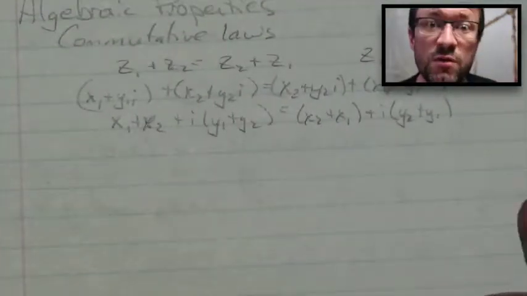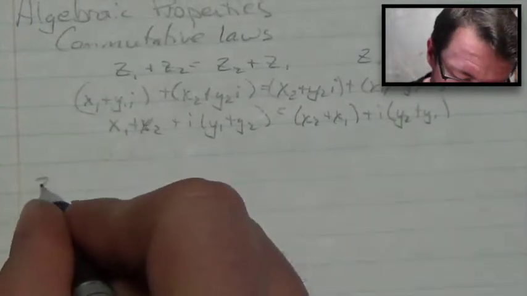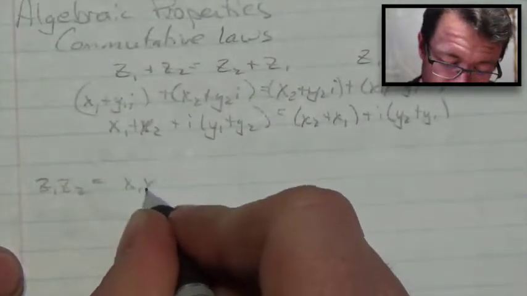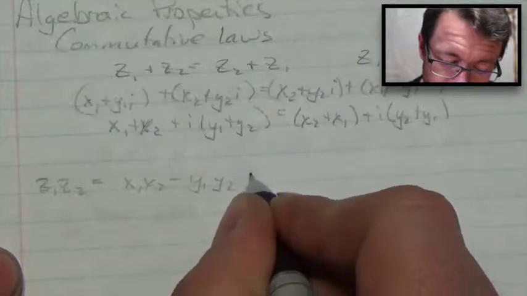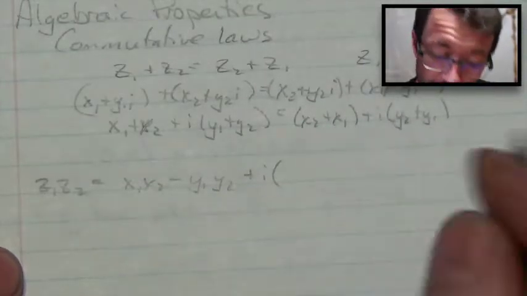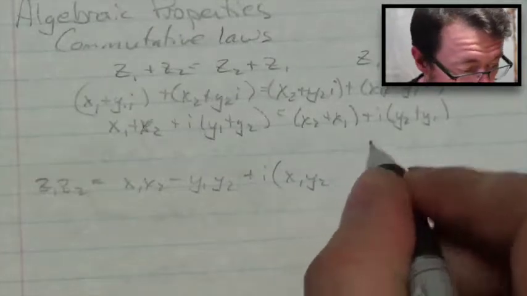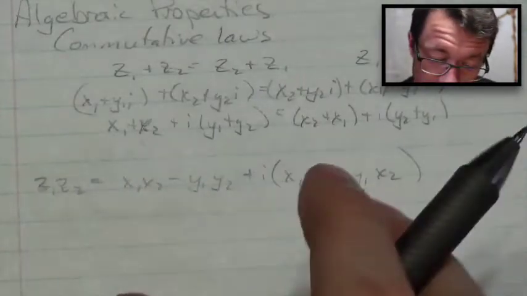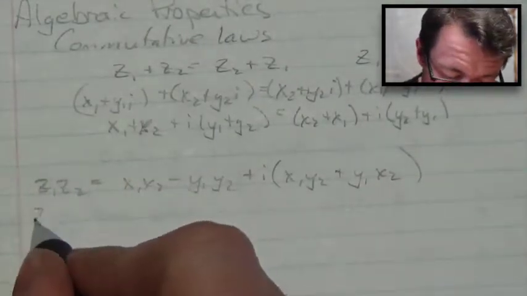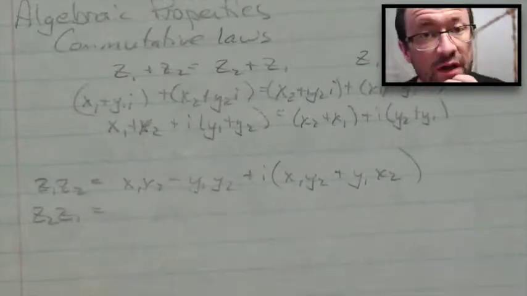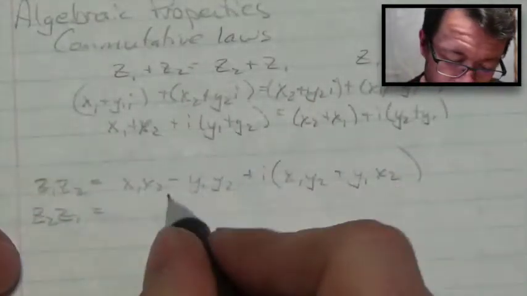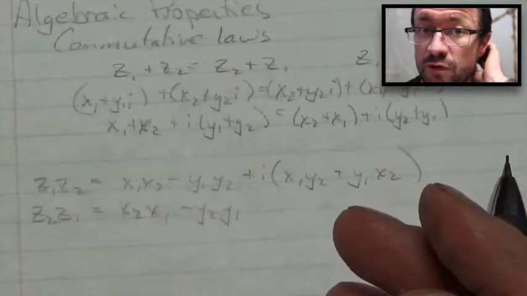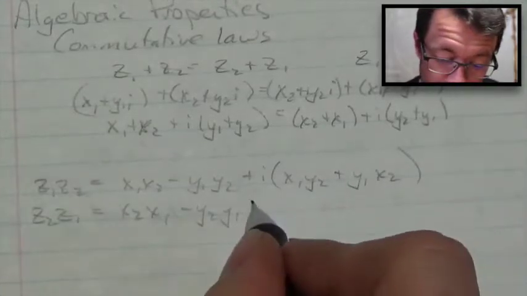Now let's take a look at how the commutative law applies to multiplication. So z1 z2, when we multiply those together, we've already seen that what we're going to get here is x1 x2 minus y1 y2 plus i, the imaginary number, multiplied by x1 y2 plus y1 x2. So that's what happens when we multiply those together. Now, when I multiply z2 by z1, it's going to change the order of these variables, so it's going to be x2 x1 minus y2 y1. You can go through and apply those rules yourself and double check that.